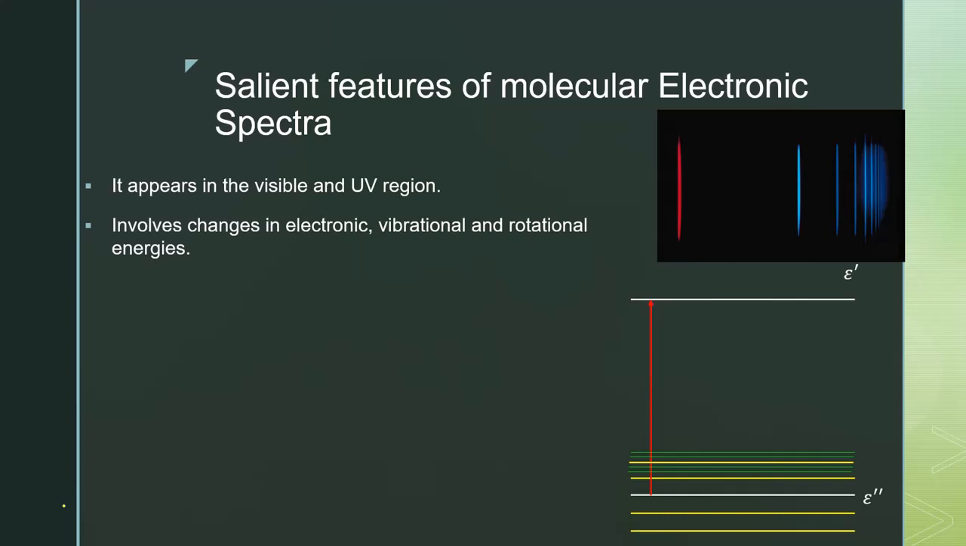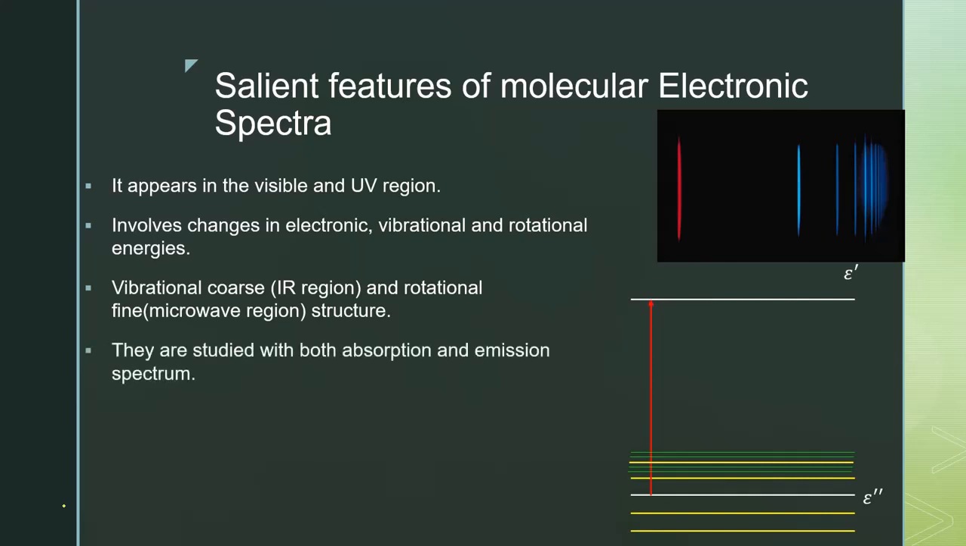A little electronic energy change will result in a lot of vibrational energy change, and a single vibrational energy change will result in a heavy rotational energy change. Therefore, in a single electronic transition, we expect the vibrational and rotational energies also to be involved. The vibrational transition gives the coarse structure and it falls in the IR region, and the rotational transition gives the fine structure and it falls in the microwave region. And these electronic transitions can be studied with both absorption and emission spectrum.